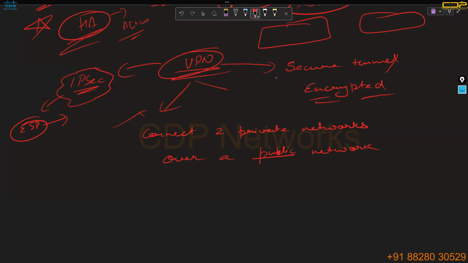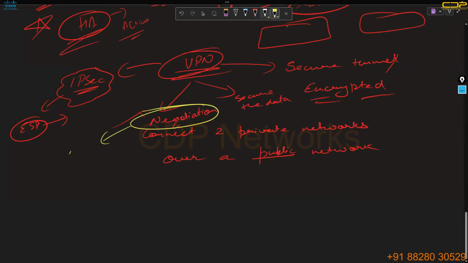VPN has basically two functions. What are those functions? One is negotiation, and one is to secure your data. If I talk about the negotiation part, for this we have one protocol, that is ISAKMP.